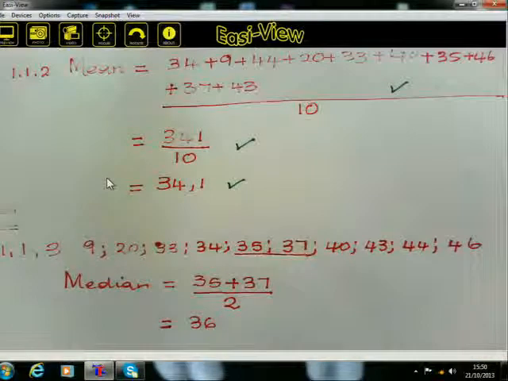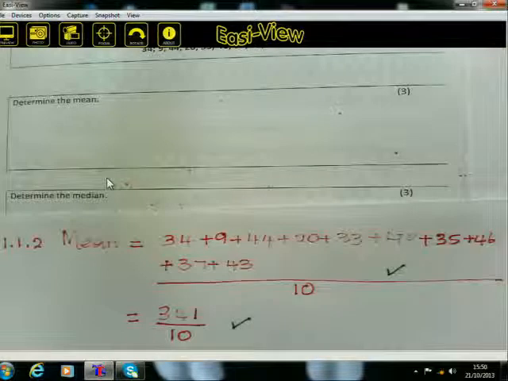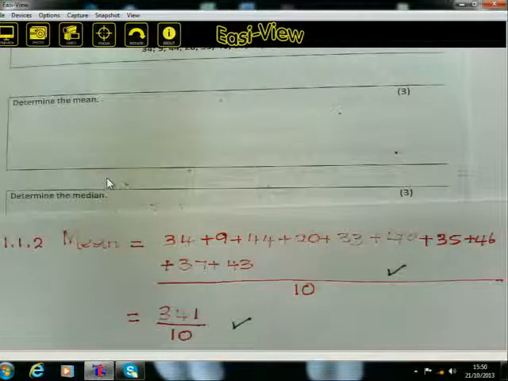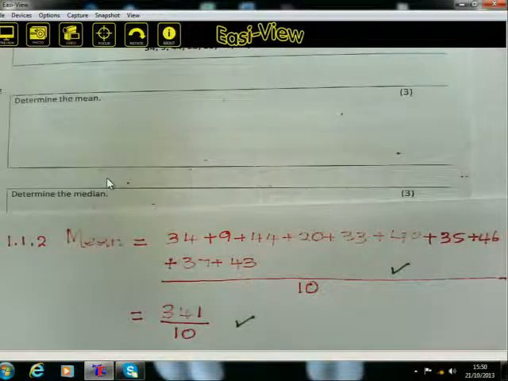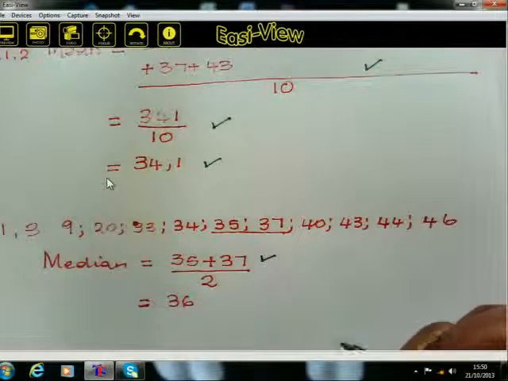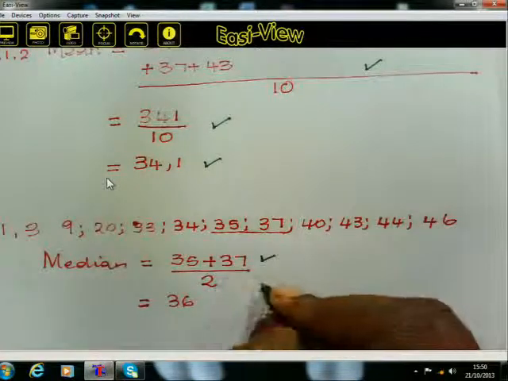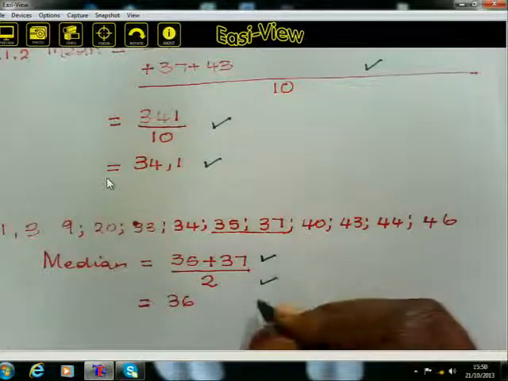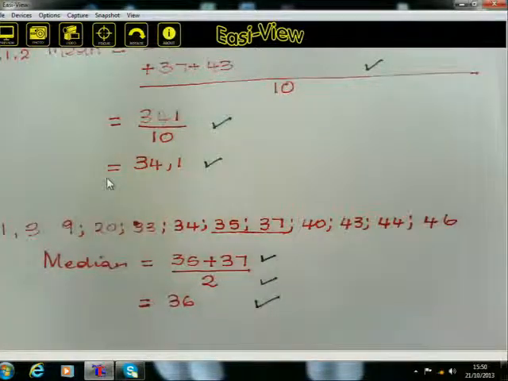So you have answered this question. It is very important when you are answering to check the marks that are allocated for that question. In this question, they have allocated how much? 3 marks. So how are we going to mark this? Achieving the 2 middle numbers gives you a mark, dividing by 2 is another mark, and the answer is another mark. So this is very, very important.